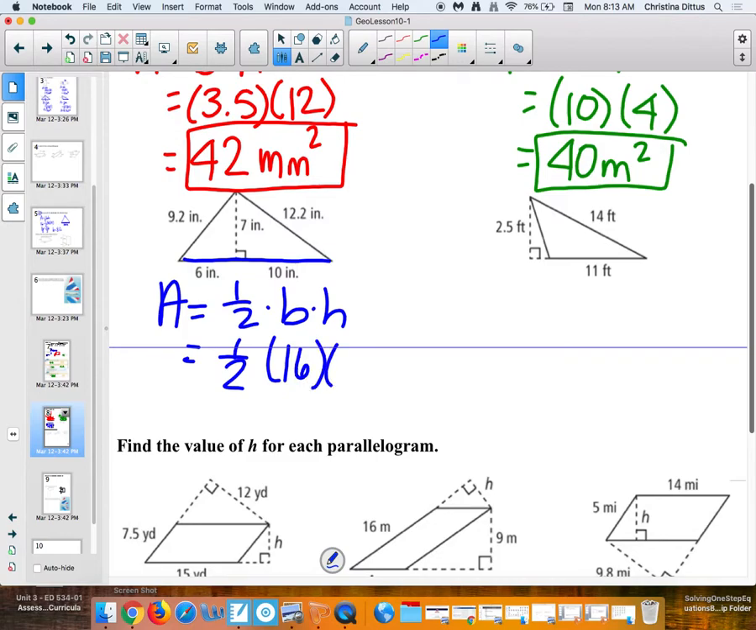And what's my height? 7. So in my calculator, half of 16 is 8. 8 times 7 is 56. Then I need a label. Inches squared. Thanks.